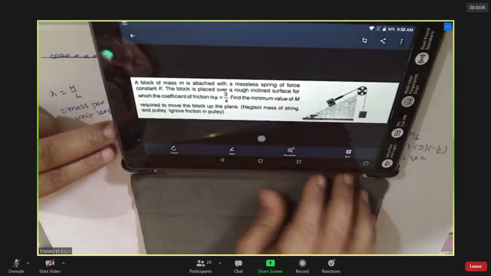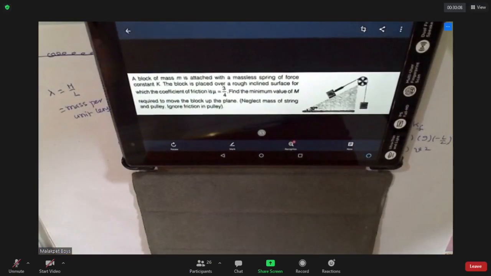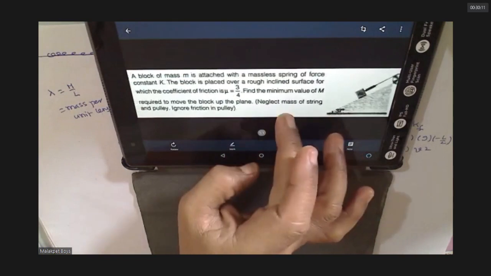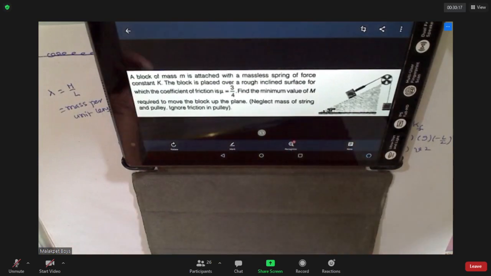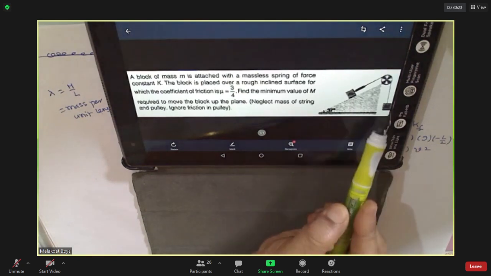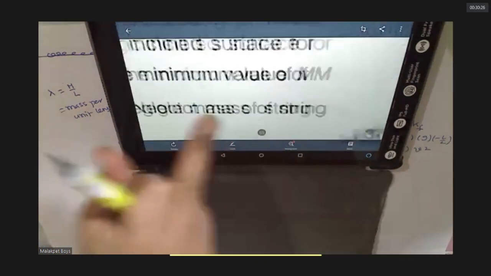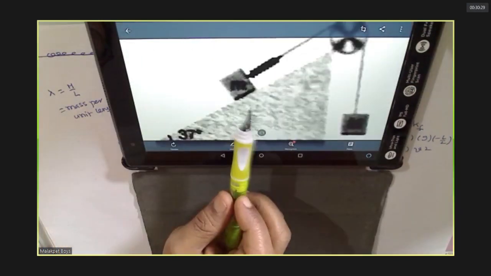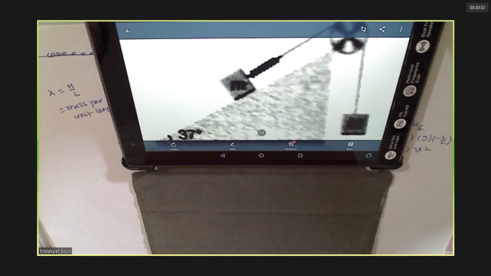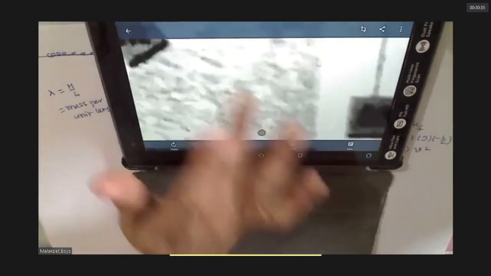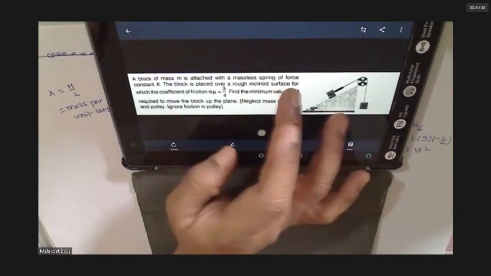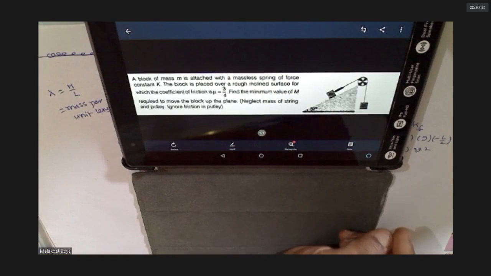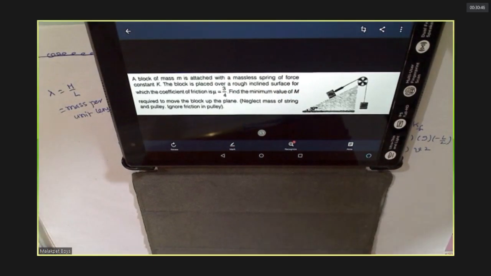Take another problem. Note this. Visible? This is small m, this is capital M. Here, look at this. This is small m, this is capital M, at 37 degrees. Understood this? Completed?